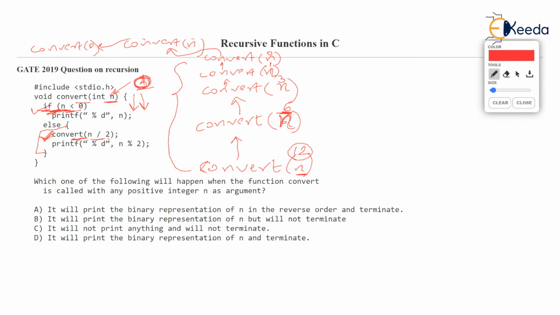So the options given here are, it will print the binary representation of n in reverse order. No way. It simply hangs in convert 0. It will print the binary representation of n but in reverse order. How come? It doesn't end itself. It will not print anything and will not terminate, and it will print the binary representation of n and terminate. And the best option here is C. It will not terminate. Actually, it will not terminate, and it will simply complain that I am ending the program abnormally. But the best option that suits here is that it will not print anything and will not terminate.